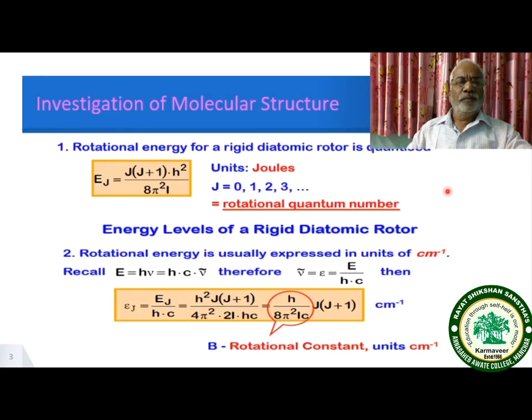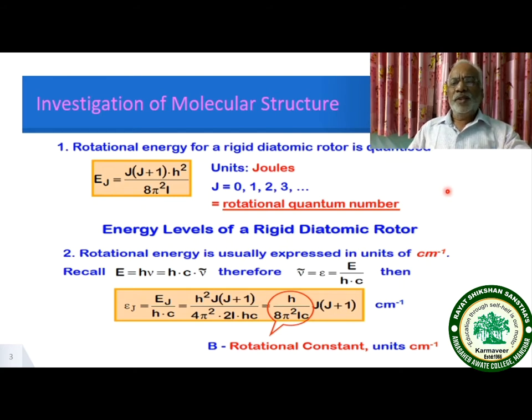As we know, the internal energy is quantized. Internal energy is the sum of rotational energy, vibrational energy, and electronic energy. So each rotational, vibrational, and electronic energy is also quantized. Quantized means they possess a fixed value.